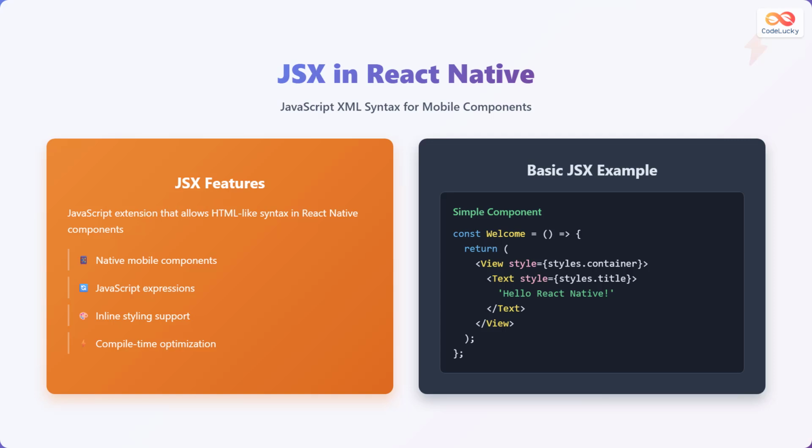JSX, or JavaScript XML, is a syntax extension that allows you to write HTML-like code within JavaScript. In React Native, JSX enables developers to create mobile interfaces using a familiar structure while leveraging the full power of JavaScript. Unlike web React, where you might use div and span elements, React Native JSX uses mobile-specific components like View and Text. You can embed JavaScript expressions directly within JSX using curly braces, making it easy to display dynamic content, handle user interactions, and manage component state.